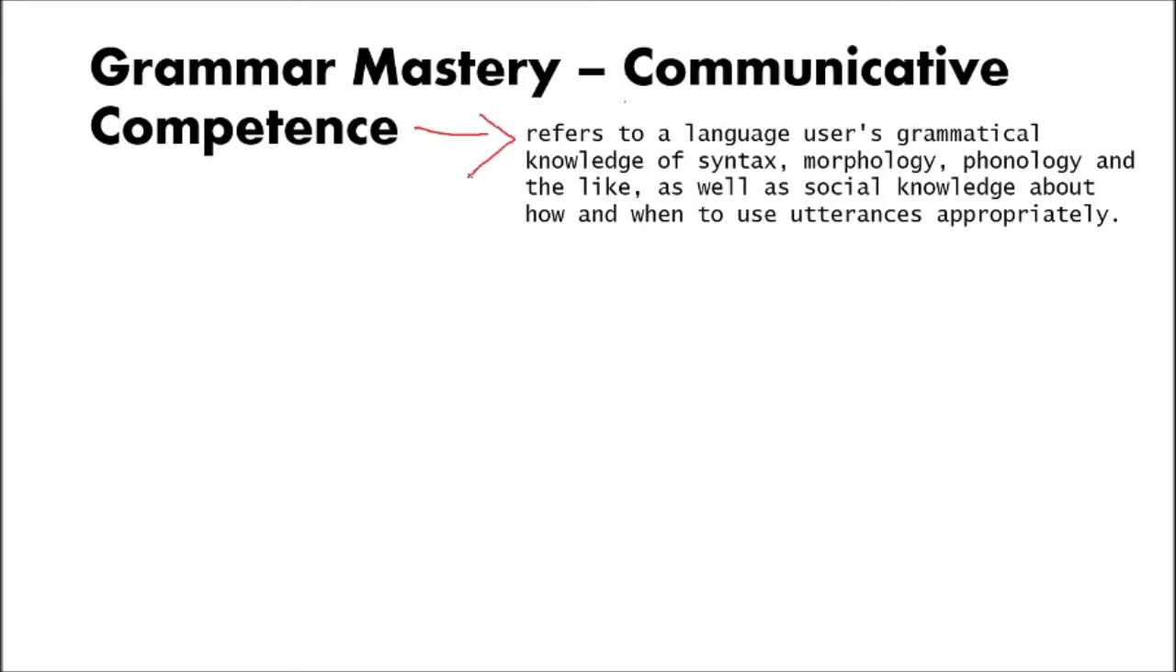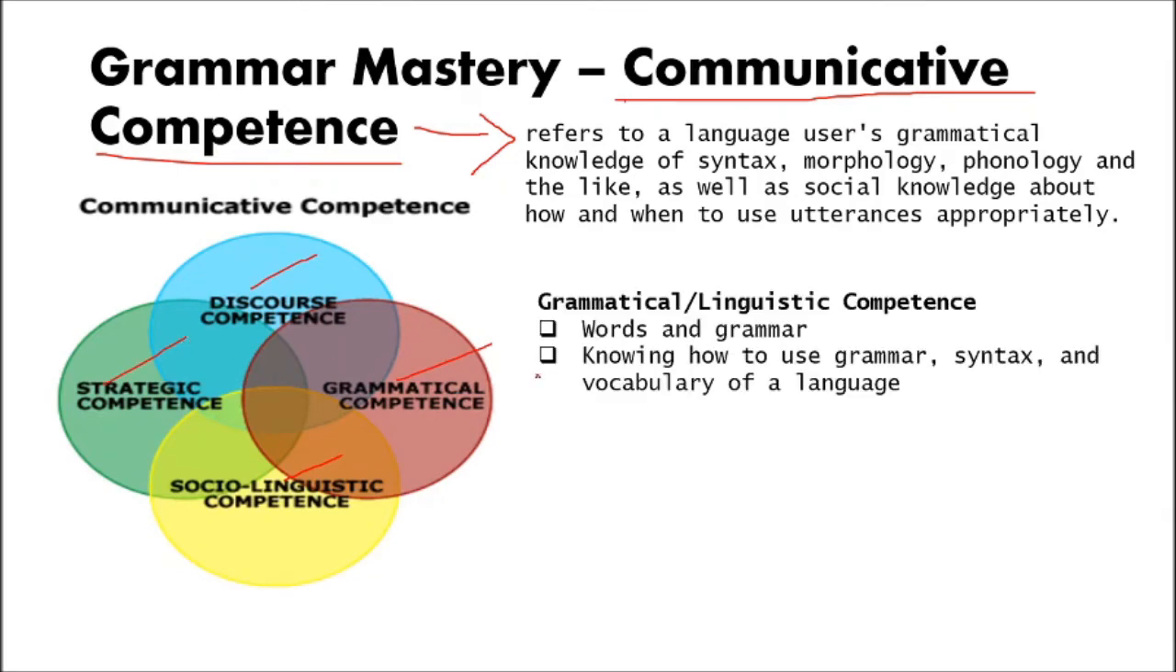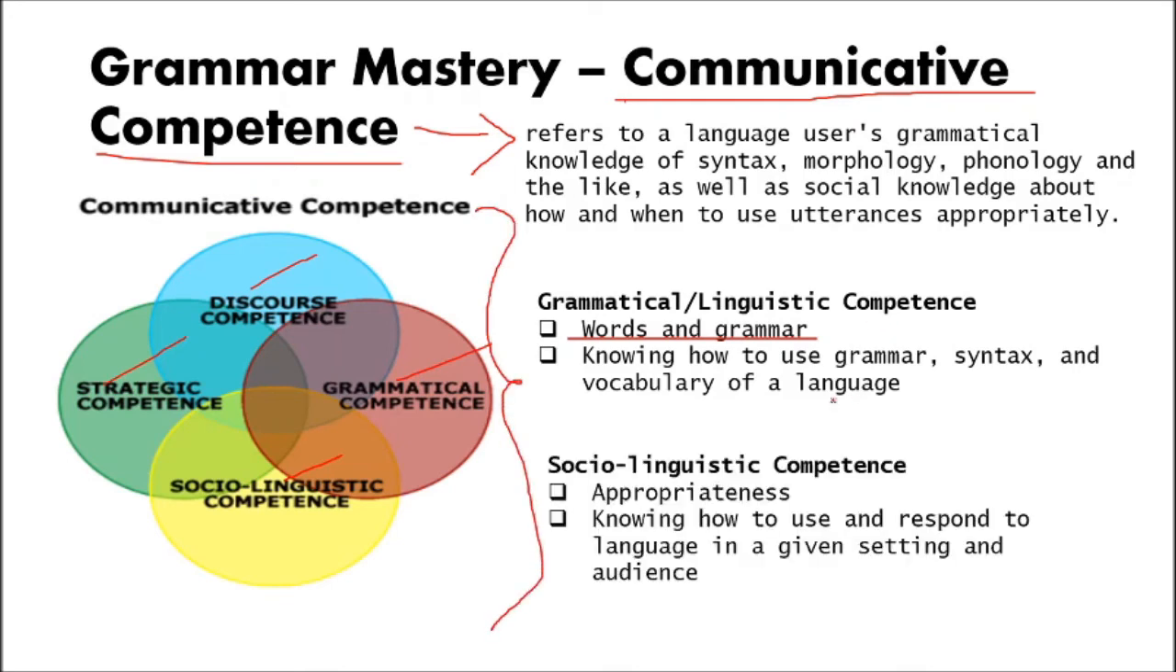In linguistics, there are 4 communicative competencies, namely, linguistic or grammatical competence, sociolinguistic competence, discourse competence, and strategic competence. Grammatical/linguistic competence is the knowledge people have of a language that underlies their capacities to produce and recognize sentences in the language. It is knowing how to use grammar, syntax, and vocabulary of a language. Sociolinguistic competence is knowing how to use and respond to language in a given setting and audience. It is the appropriateness of words in a context.